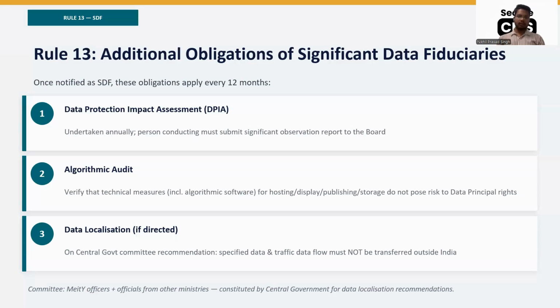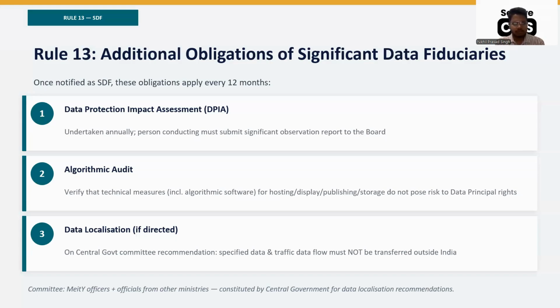sensitive personal data. Just give me 1 second. Okay, sorry, someone was at my door. Okay, sorry for that.